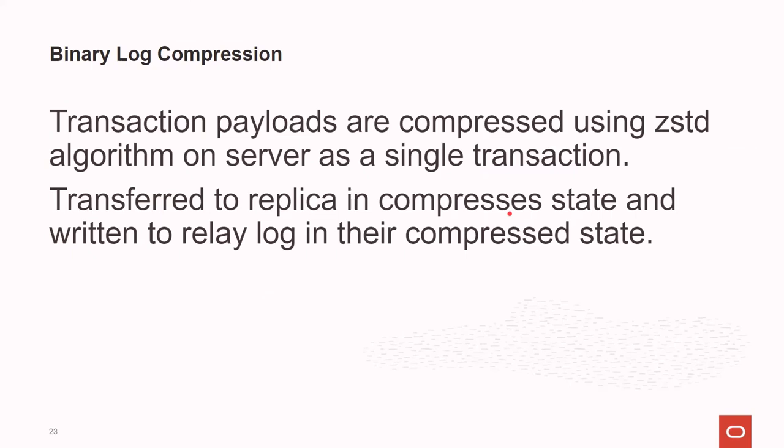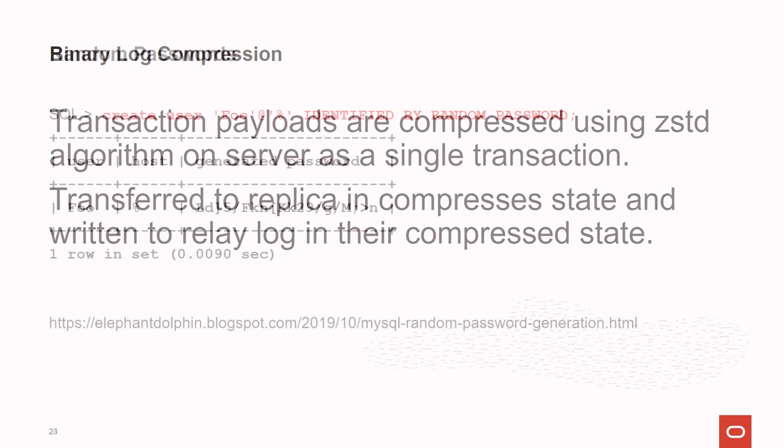Binary log compression. For replication, your source has a copy of what it's just done to the data and sends it over to the replica. Now that information is compressed using ZSTD. That information is kept compressed, gets transmitted compressed, and then is picked up by the replica in a compressed mode, never uncompressed, and then processed. This saves a lot of bandwidth and a lot of disk space.